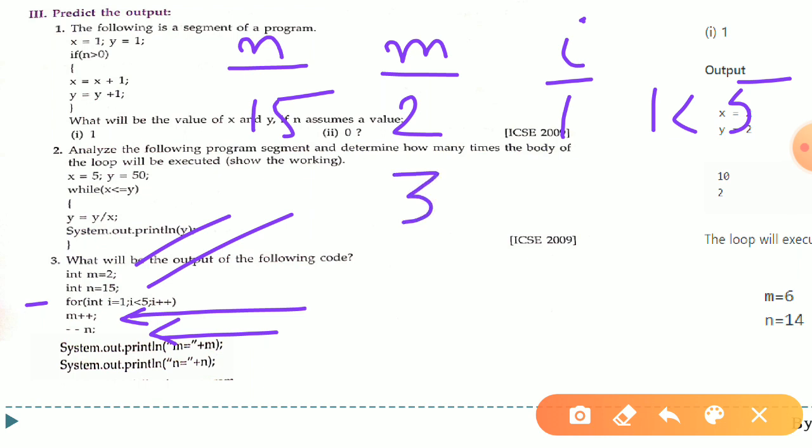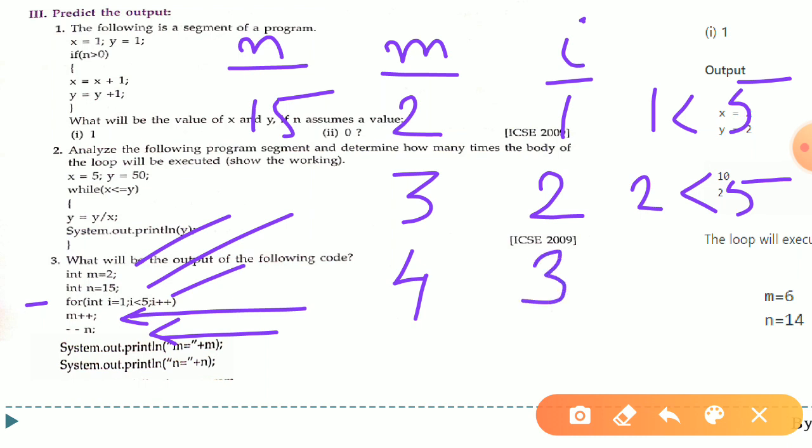It becomes 3. Now for the next iteration you will be getting i plus plus, so the value of i becomes 2. Again the value will be checked, 2 less than 5, the condition is again true, and the value of m will again be incremented. It becomes 4. The value of i will again be incremented with this updation portion, so it becomes 3. Now 3 less than 5, the condition is again true.